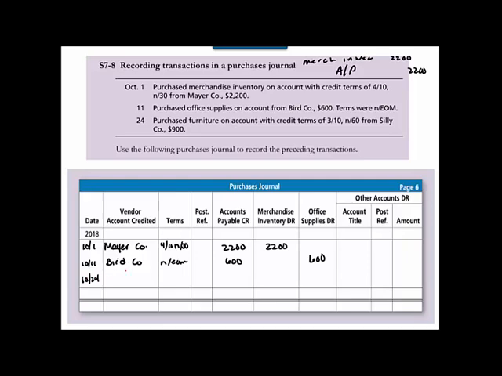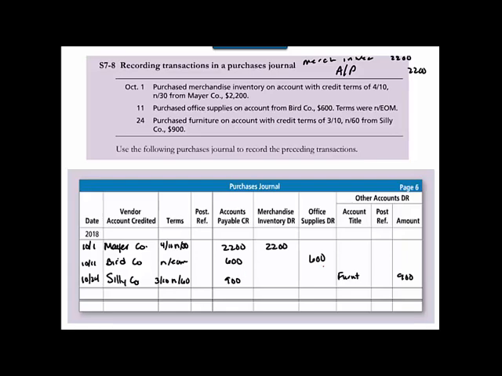I purchased furniture, $900, terms 3/10, net 60 from the Silly Company. Silly Company, terms 3/10, net 60. And so I will debit, this is going to go under the other. So I'm going to debit, the account name is furniture, $900, and credit accounts payable, $900. And so that takes care of my 3 transactions for things that I purchased on account.